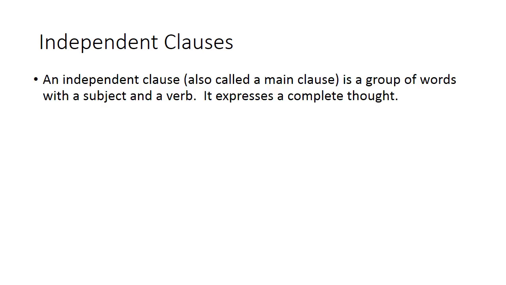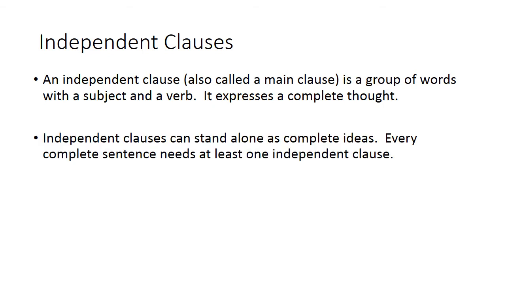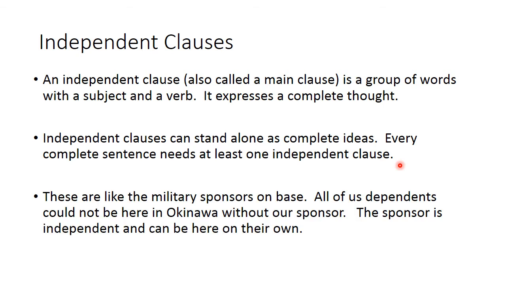So we're going to start with independent clauses. An independent clause is also called a main clause, and it's a group of words with a subject and a verb, because that's what clauses are, and independent clauses express a complete thought. They can always stand alone as a complete sentence on their own, and this is key. In order to have a sentence, you must have at least 1 independent clause. You can have 2 independent clauses and then you have a compound sentence, which you know about. But in order to be a sentence, you must have at least 1 independent clause.